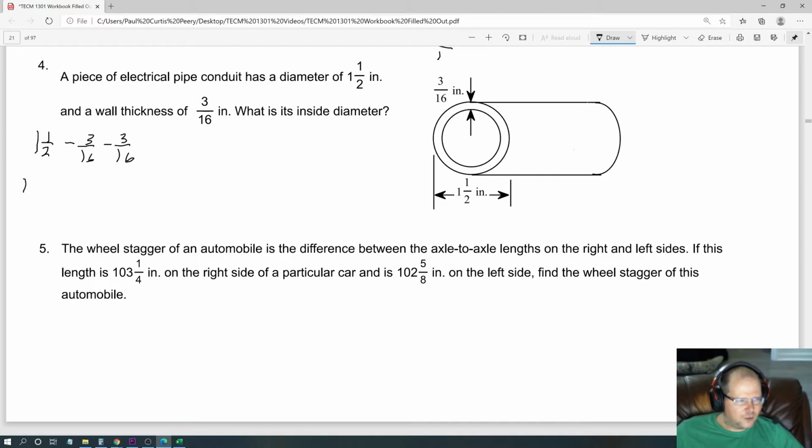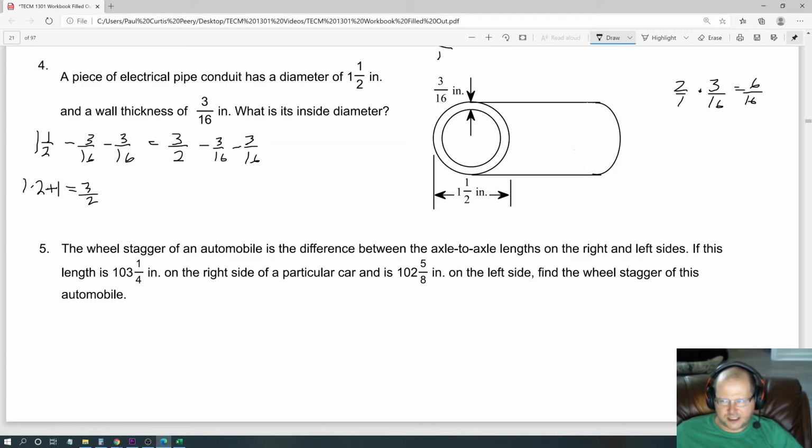Now, we need to convert the 1 1/2. 1 times 2 is 2, 2 plus 1 is 3, so we end up with 3 halves. So what we end up with here is 3 halves minus 3/16 minus 3/16. Now you could have also just said 2 times 3/16ths, and that would have given you 6/16ths, which reduces to 3/8. That's another way of doing it. So if it occurred to you to do that multiplication instead of subtracting twice, you could do that too. But I'll do it this way.